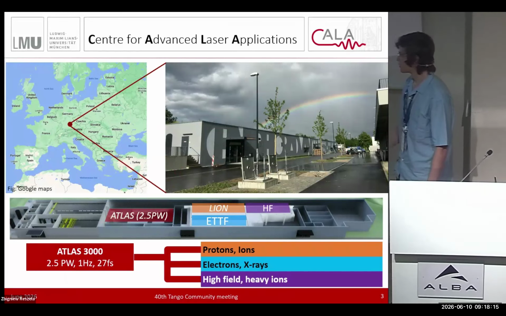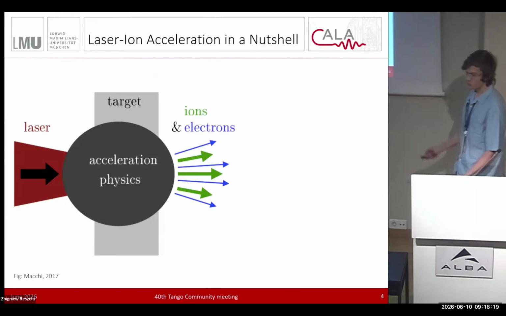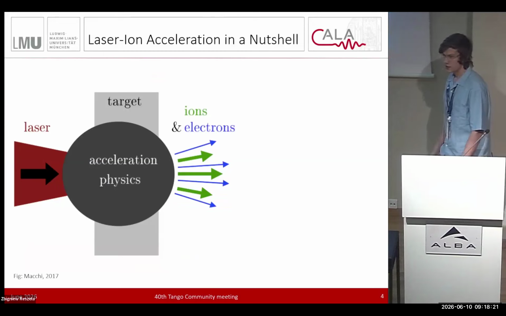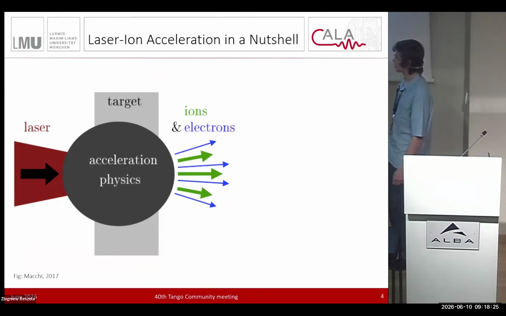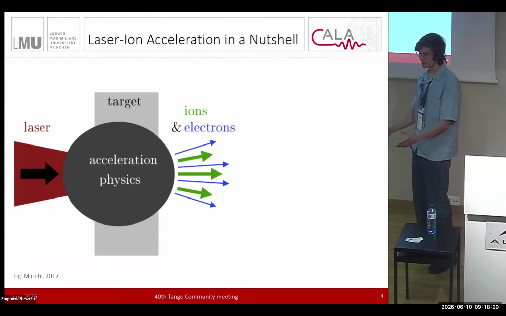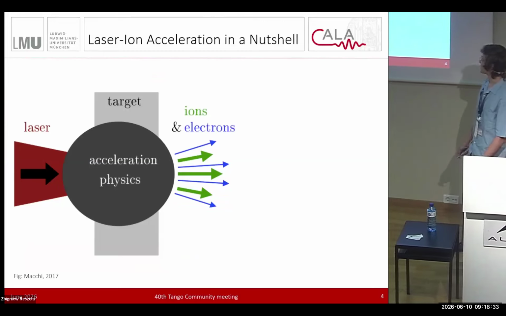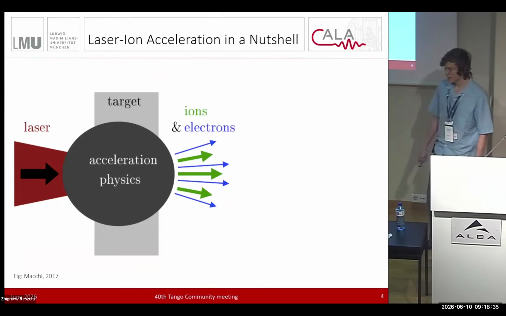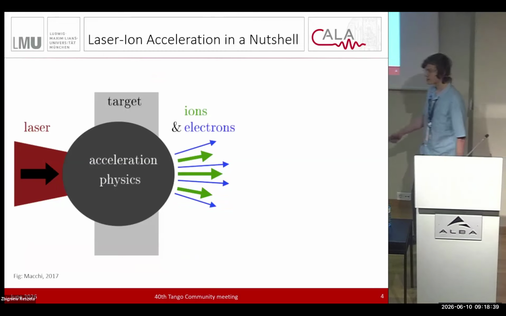And what we do with this super powerful laser is laser ion acceleration. Now, what is it? It's a new type of particle acceleration. Comparing it to conventional accelerators, you don't need to build a super big and expensive, say, synchrotron. You just need to build a super big and expensive laser. And what you do is you shoot this laser at some target, which could be a gas, a liquid, or a solid target, say a metal sheet.